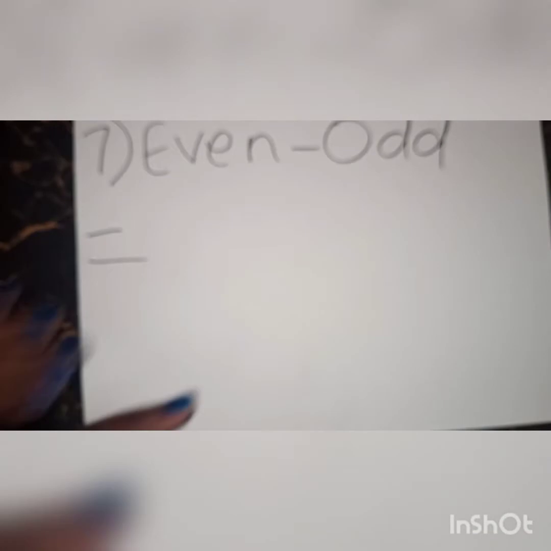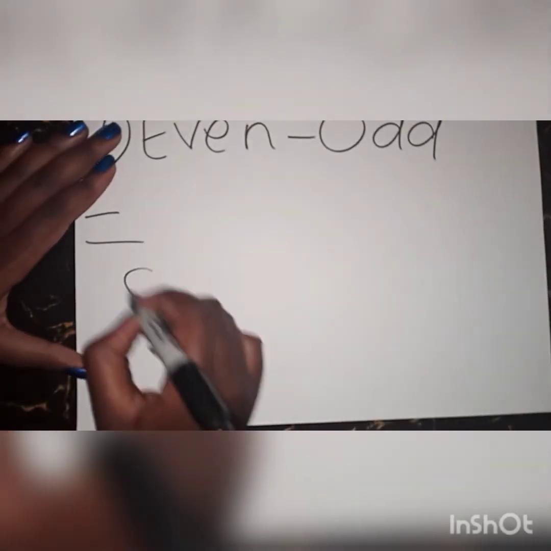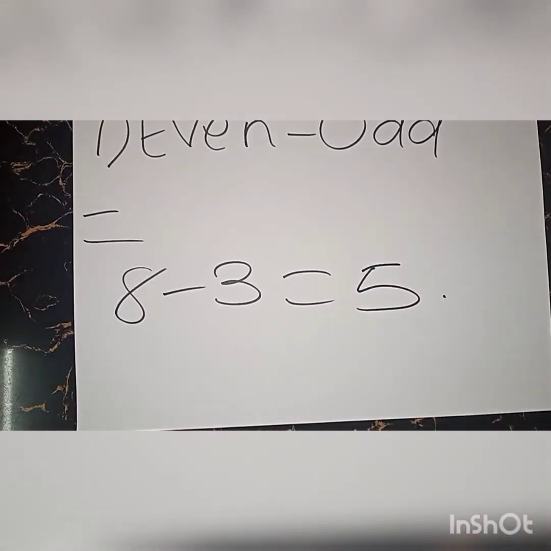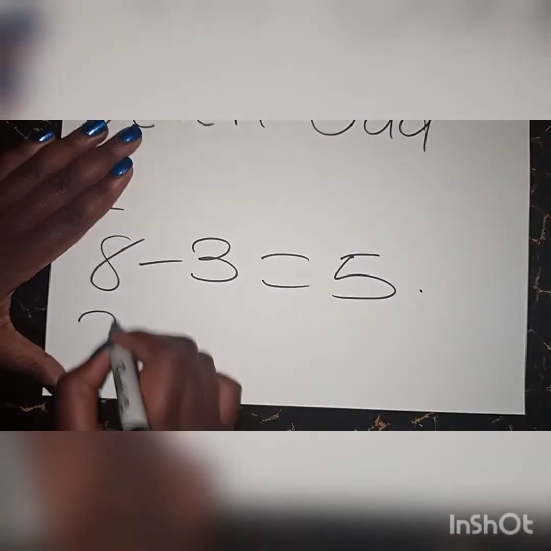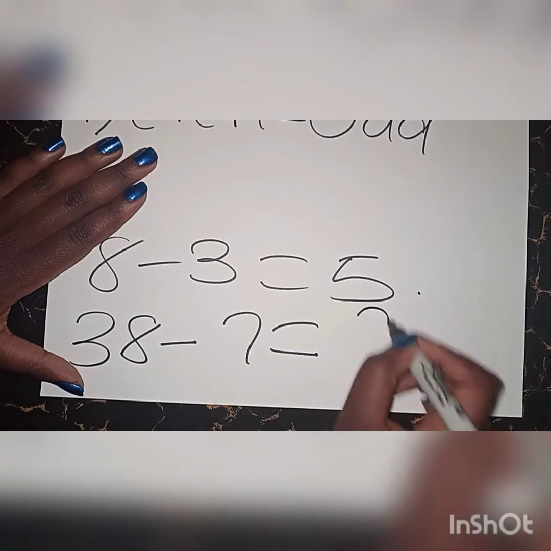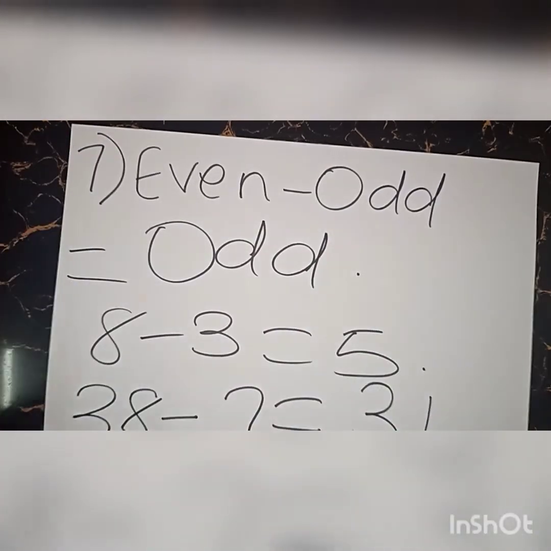Let's continue. What happens when you subtract an odd number from an even number? Let's look at some examples. So 8 minus 3 is 5, okay? And 38 minus 7, another example to qualify our answer. 38 minus 7 will give us 31. So we can say even minus odd is odd. Are we together?